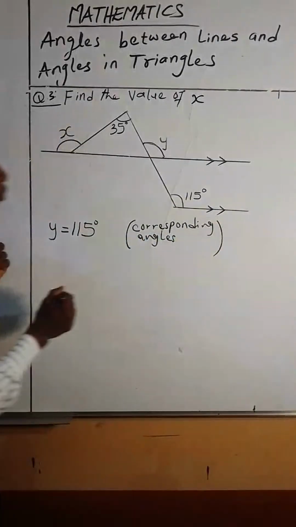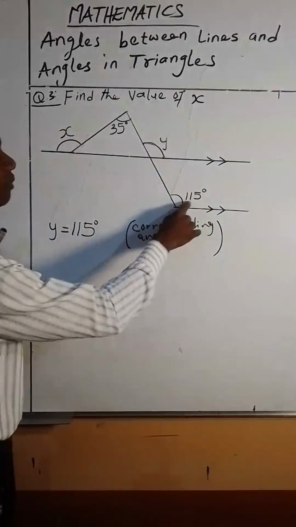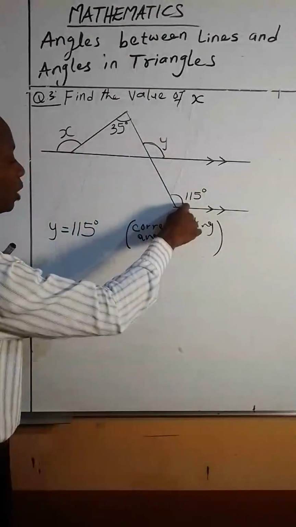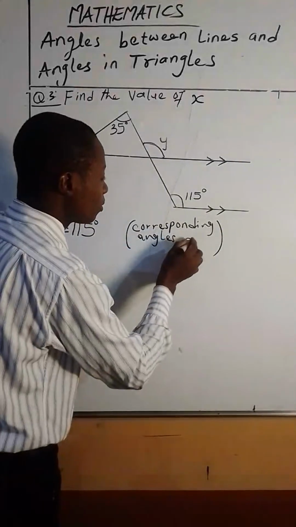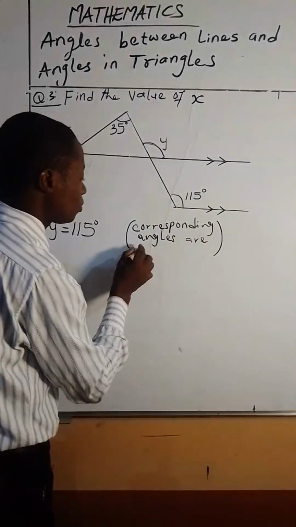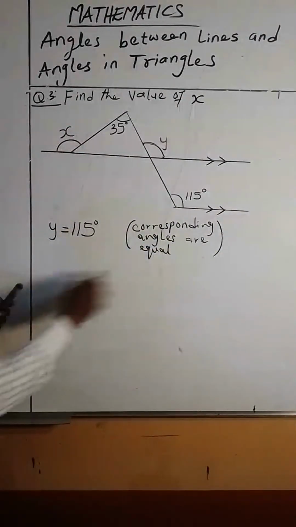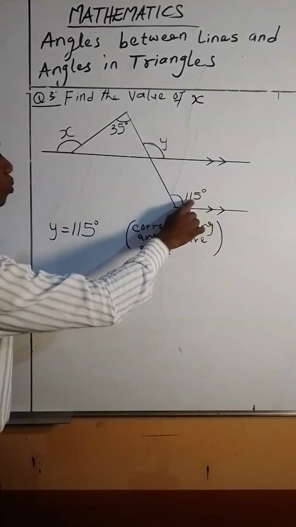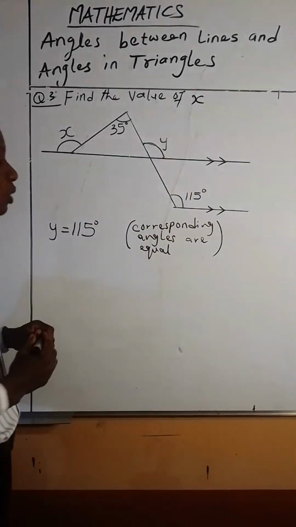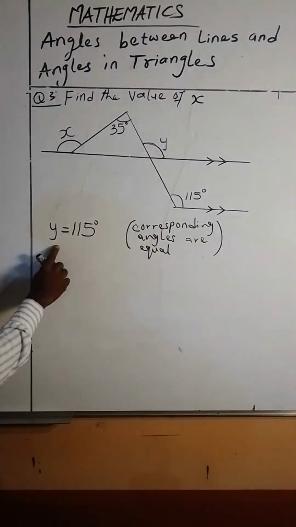So the position of Y corresponds to the position of 115 degrees. That's why we call it corresponding angles, and corresponding angles are equal. Since corresponding angles are equal, therefore Y is equal to 115 degrees. So that is why, because corresponding angles are equal. We are done with that. We have gotten our Y.